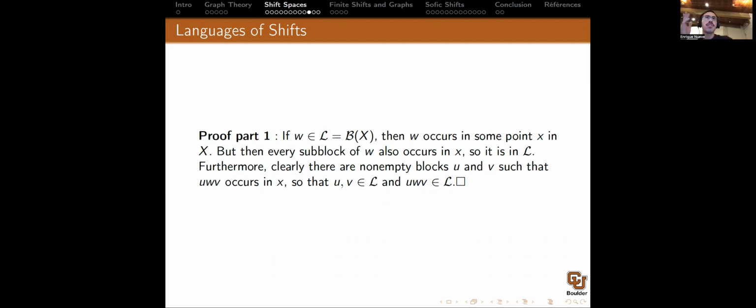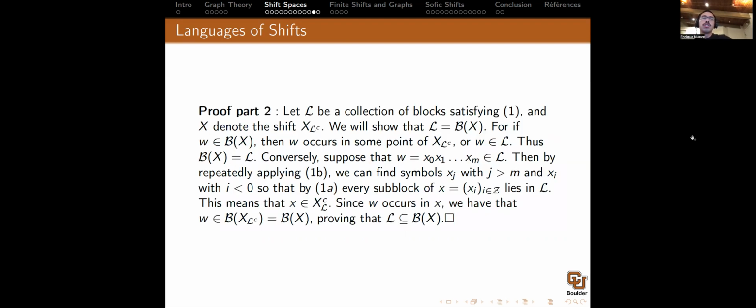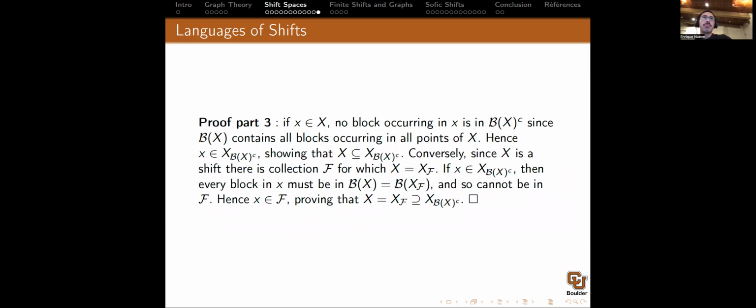Moving to part B. Furthermore, there are non-empty blocks U and V such that UWV occurs in X. Why is that? Well, these are bi-infinite sequences, so wherever W is, there has to exist something on the other side. It's just because they're bi-infinite sequences. So by construction, there exist two words that you can concatenate to either side and it's also in the language. This is the proof for parts 2 and 3, but I'm going to skip those for the sake of time.